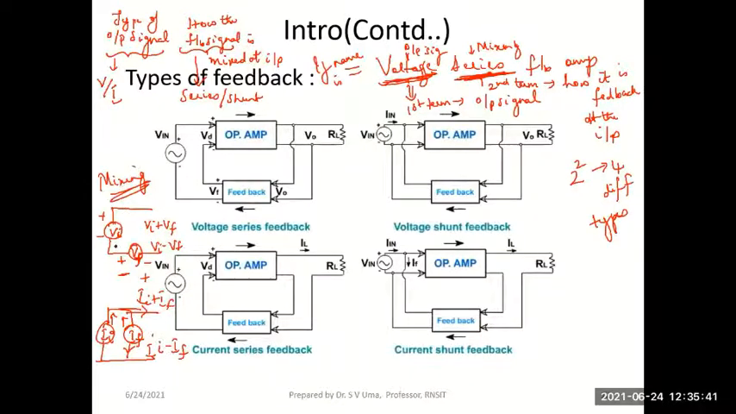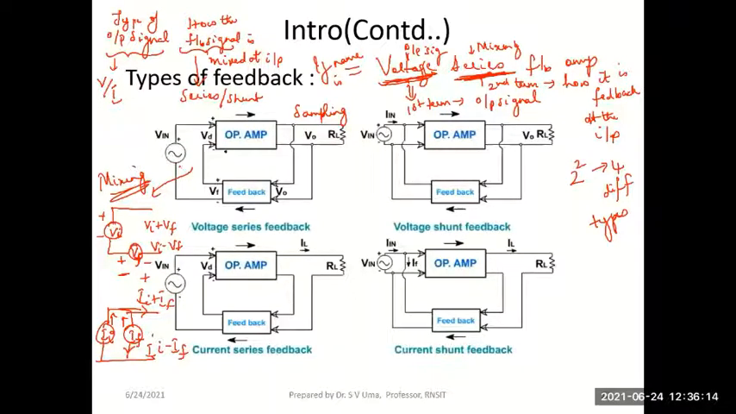Mixing happens on the input side, and on the output side it is sampling. What is sampling? Taking a portion of the output signal and giving it as input to the feedback circuit. How do you take a sample of the output and connect it as the input to the feedback circuit? And on the input side it is mixing. Mixing is how you add or subtract the feedback signal with the input signal which is already there.